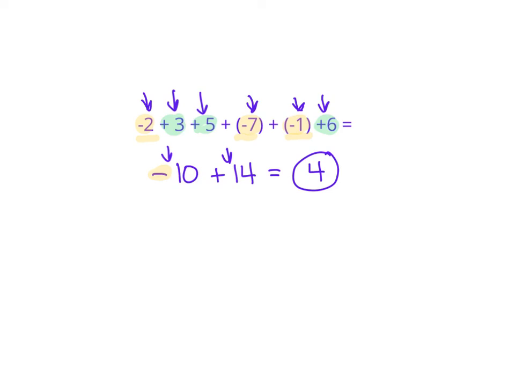So you can see it does not matter how many integers I'm working with. I take each one step at a time. If I have multiple negatives along with multiple positives, I'm going to combine the signs first, combine all your negatives, combine all your positives, and then simplify your final problem.